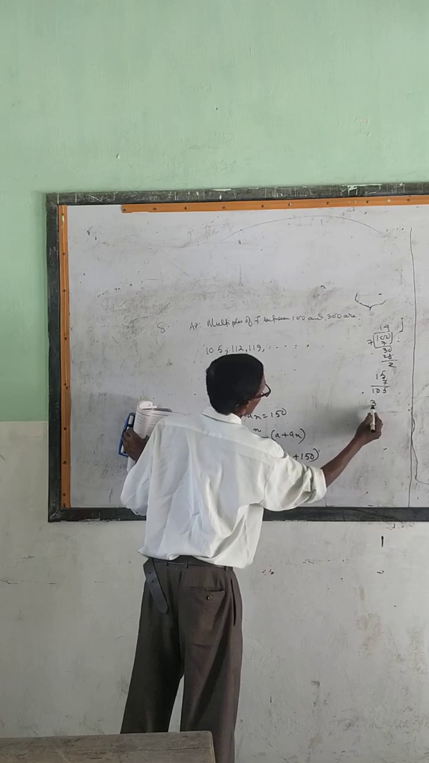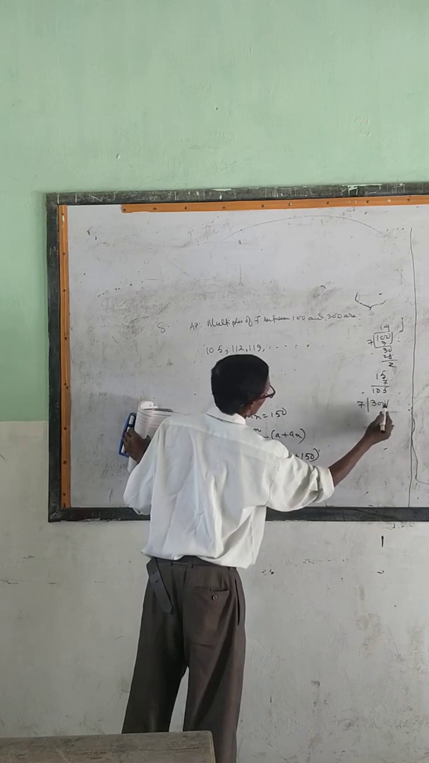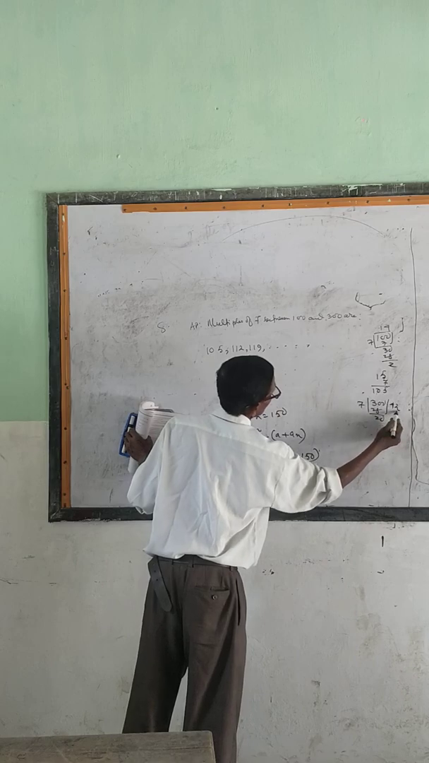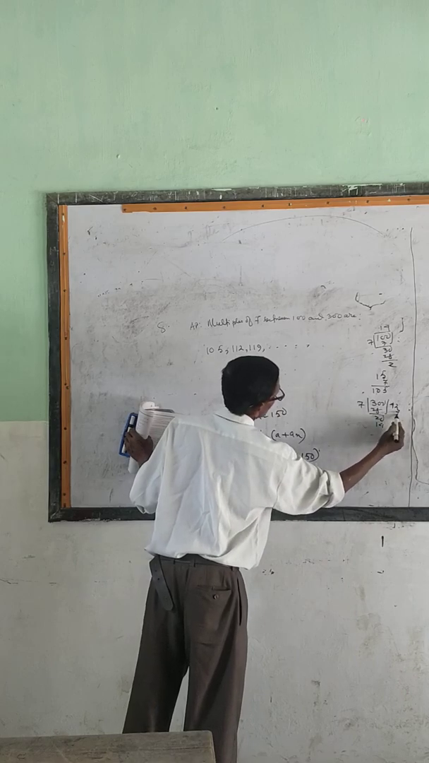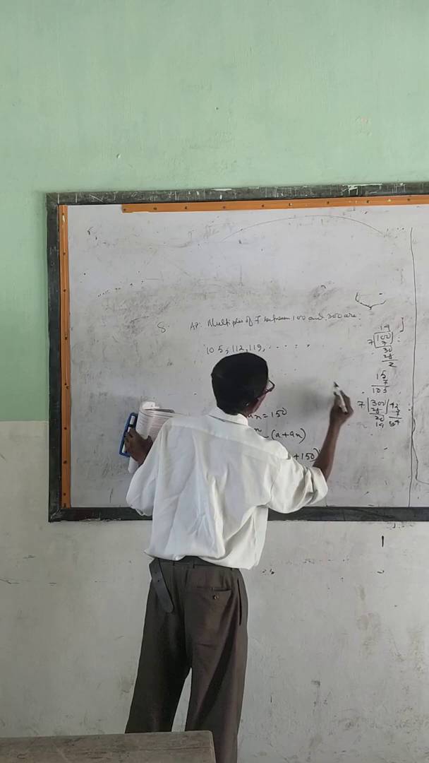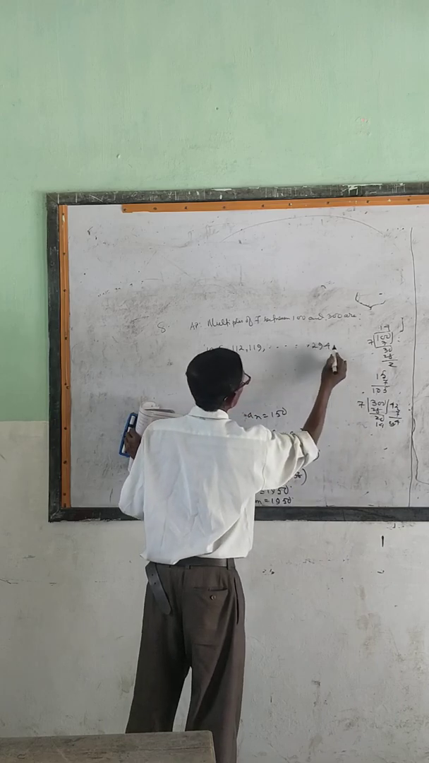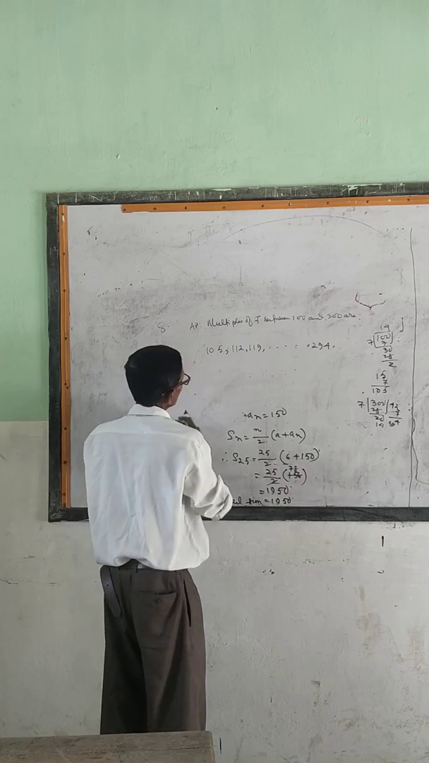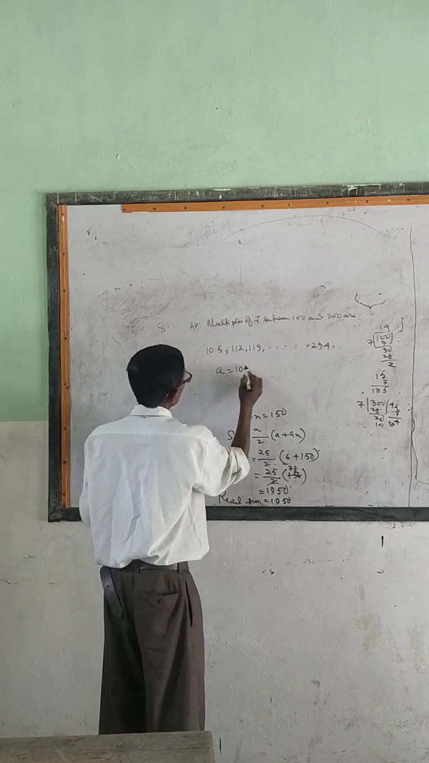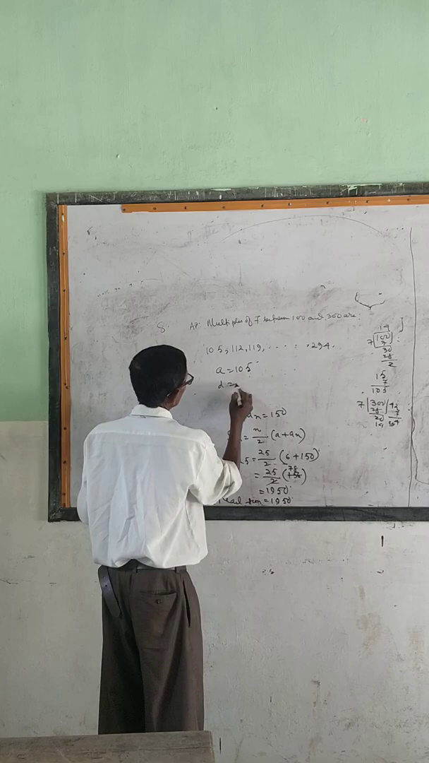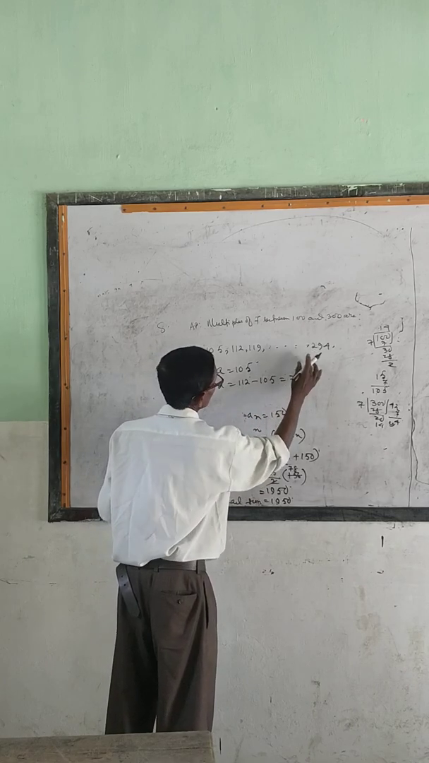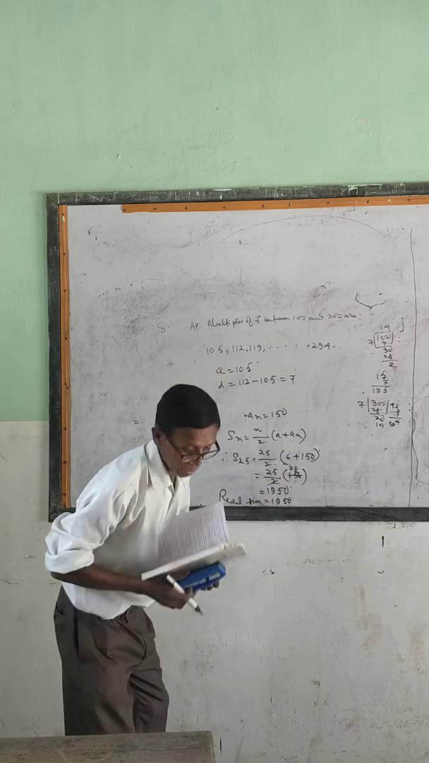Divide 300 by 7. 7 fours are 28, 7 twos are 14, so 42 and 294. This is 294, and this will be treated as an. So a is how much? 105. d is how much? 112 minus 105, which is 7. You see there?